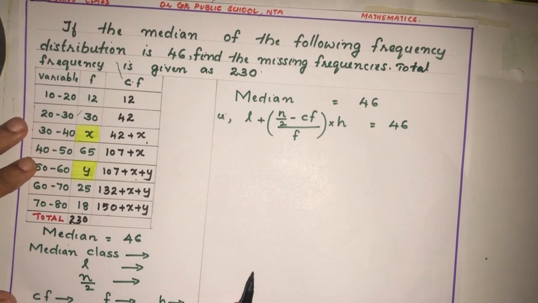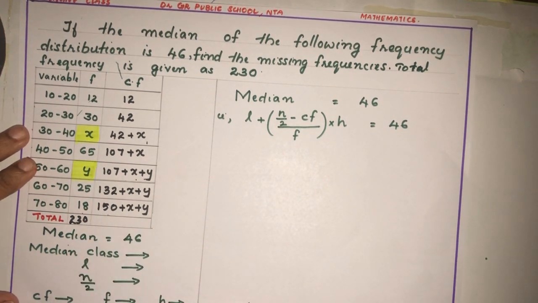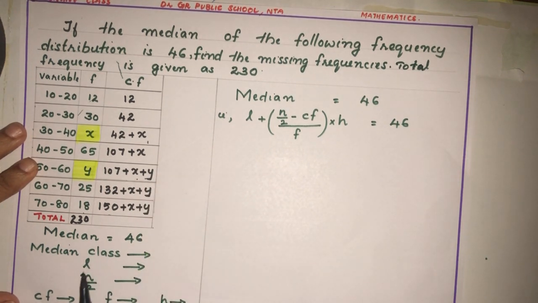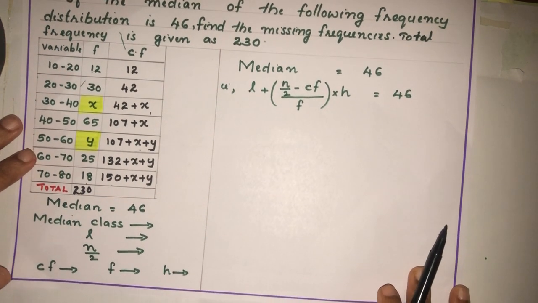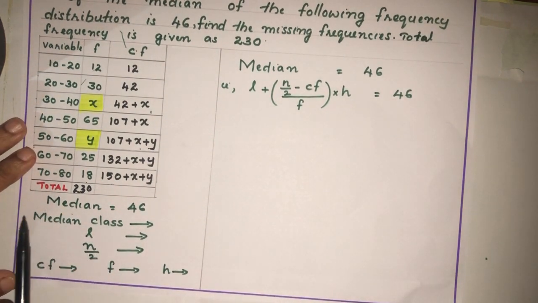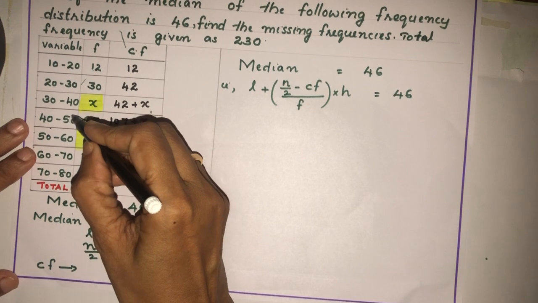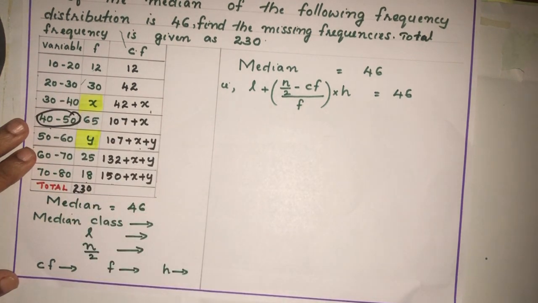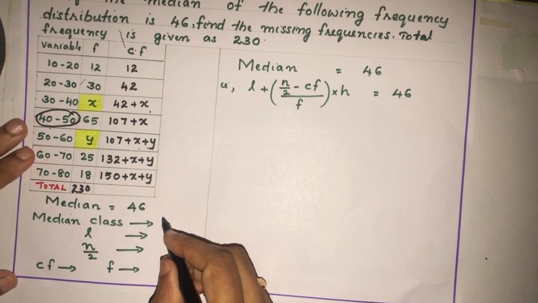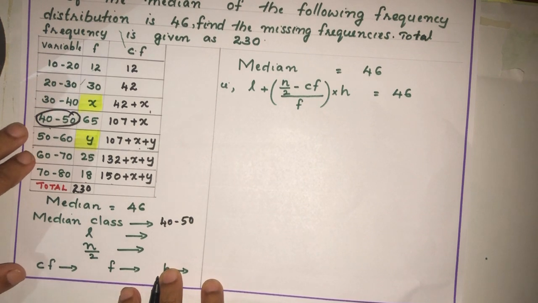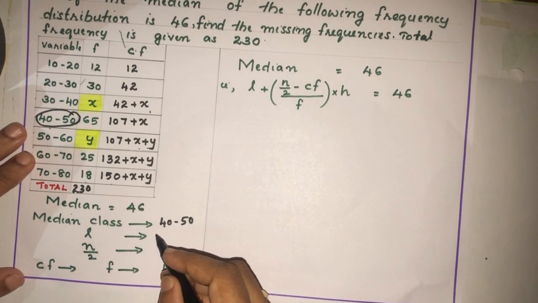Now this is the data. We have to find out value of x and y. So what is given as median? 46. If median is given, we can find out median class very easily. In which class this 46 is coming? 46 is coming in this 40 to 50, isn't it? In this class interval. So median class is 40 to 50. Then what is L? Lower limit 40.